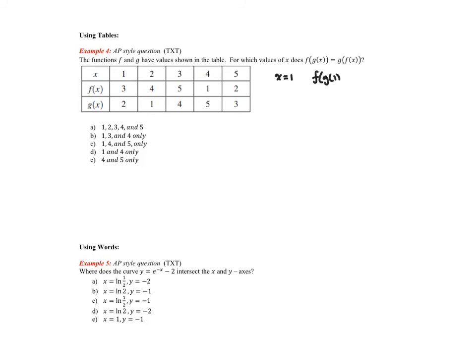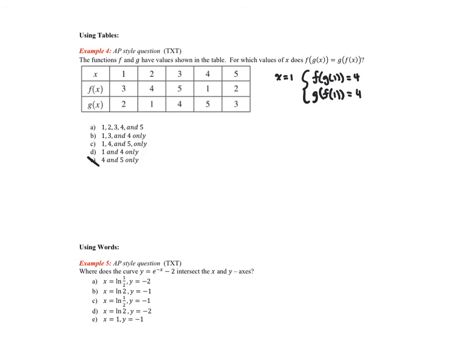F of g of 1. I'd be real lucky if it didn't work, because then that would give me the answer immediately. I'm guessing that doesn't happen in this case. So g of 1, it looks like, is 2, and f of 2 ends up being 4. Okay, g of f of 1. F of 1 is 3. G of 3 is 4. Okay, so x equals 1 satisfies this. That just means that E is out.